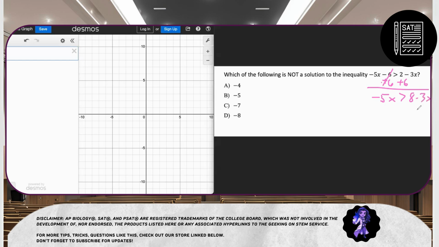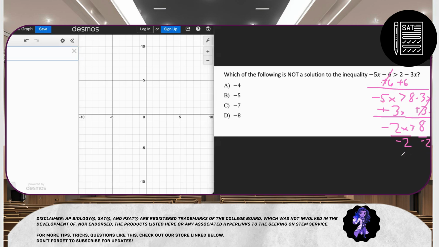Because I'm still combining like terms, I'm going to bring the 3x over to the left-hand side by adding 3x. When I go ahead and do that, I end up getting negative 2x is greater than 8 because the 3 crosses out. I divide both sides by negative 2, and it's imperative to remember that when you have an inequality and you're dividing by a negative number, you have to flip the sign.